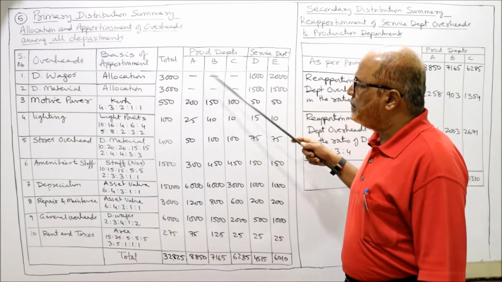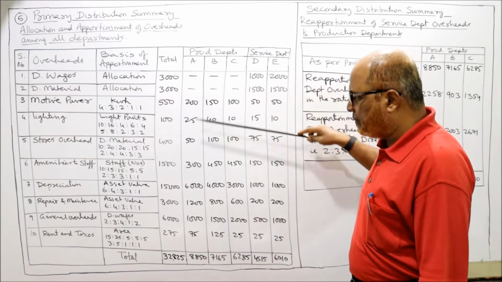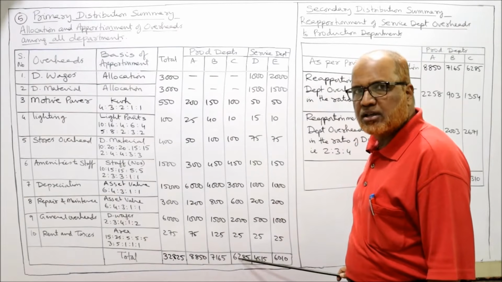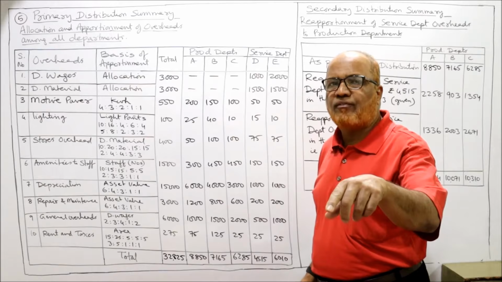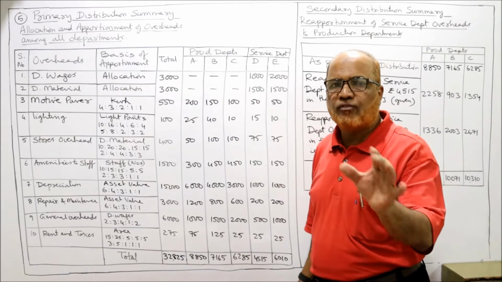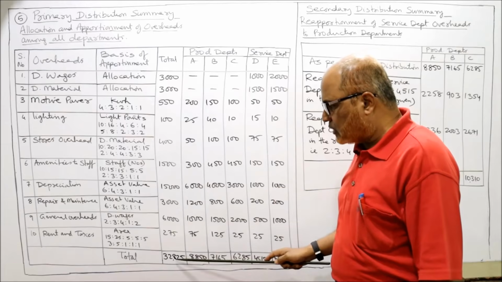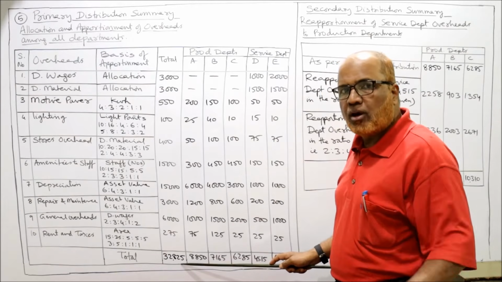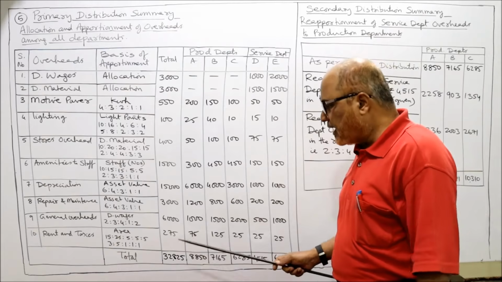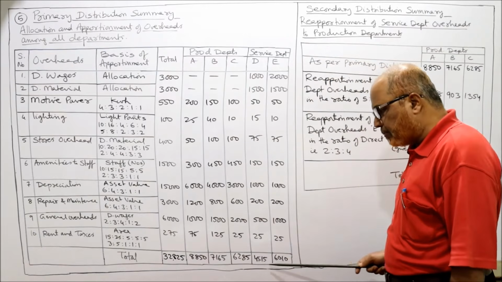The total of A, B, C, D, E, all the 5 departments total we got it. Now you find the total of total column. Total of total column. This is the total column. Find out the total of total column: 32,825. Now cross check. Again you add up all the 5 departments total.